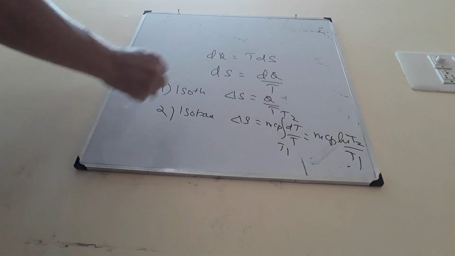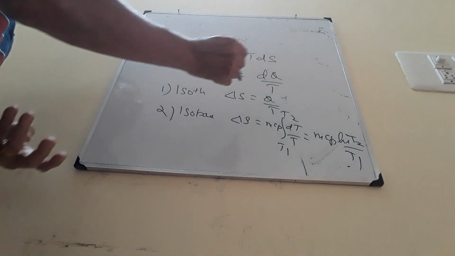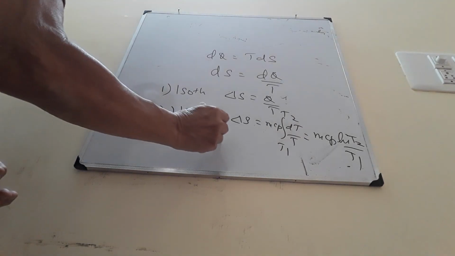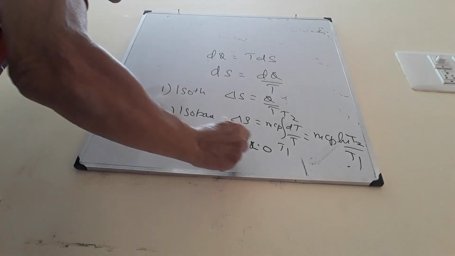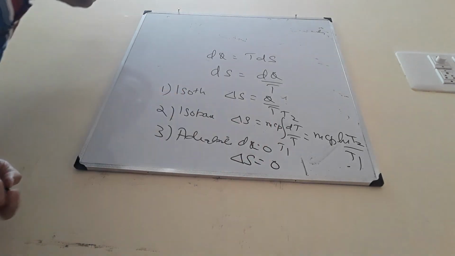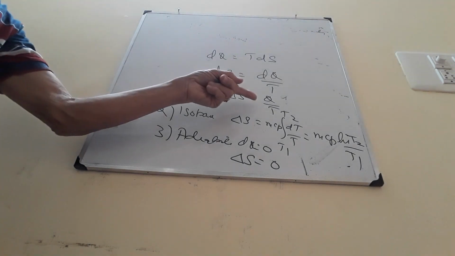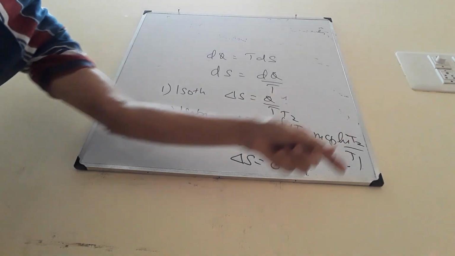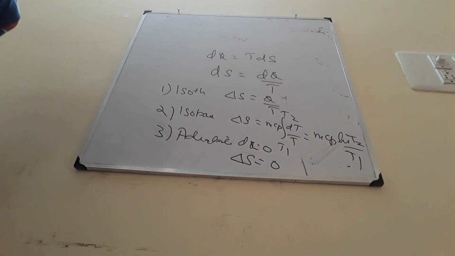Third is the adiabatic process. Reversible adiabatic process means there is no heat loss or heat gain. That means adiabatic. dQ is 0 or delta S is equal to 0. So there's no entropy change in a reversible adiabatic process. So for the isothermal process, temperature is constant, Q by T. For the isobaric process, mCp log T2 by T1, and for the reversible adiabatic process, delta S is equal to 0.